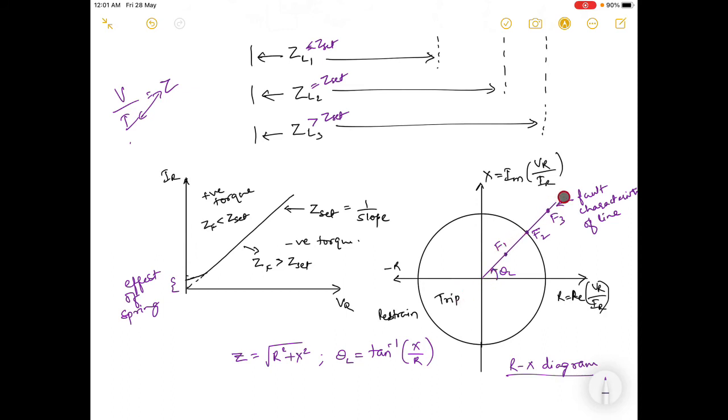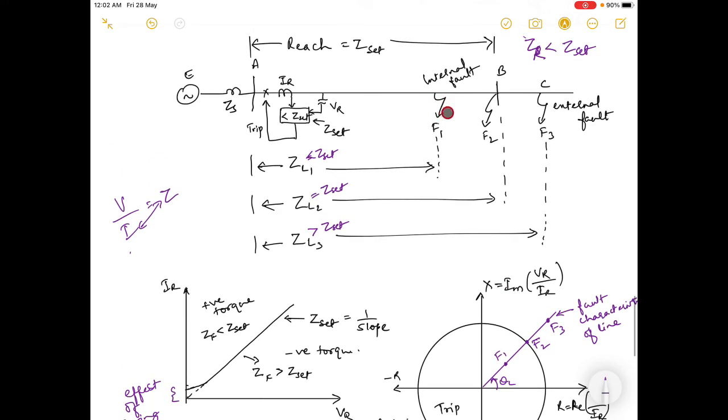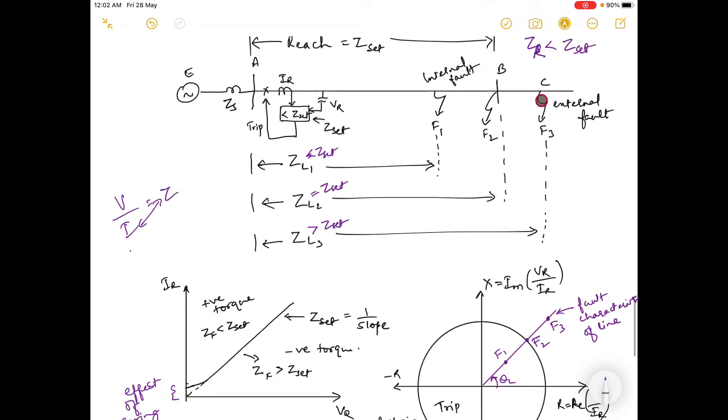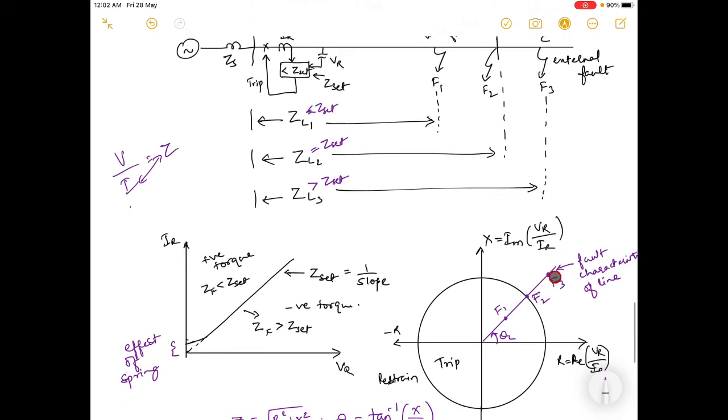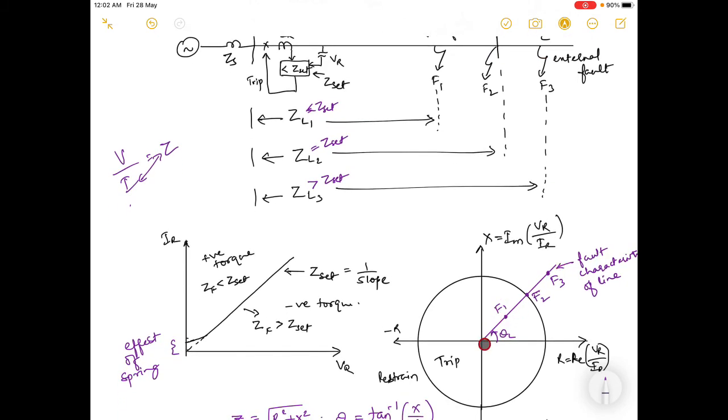Now, this is the fault line characteristics. Okay, so this is the fault line. See, this is the length of the line, this purple line is the length of the line. Fault F1 is near, F2 is still further, and F3 is at point C. F3 is farther from the relaying point. So this is the relaying point, the starting of the transmission line is here. Okay, so impedance is less.